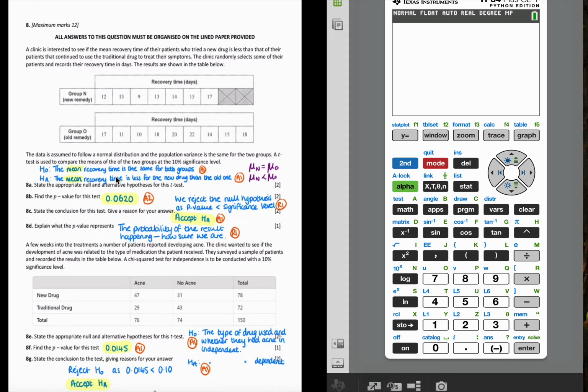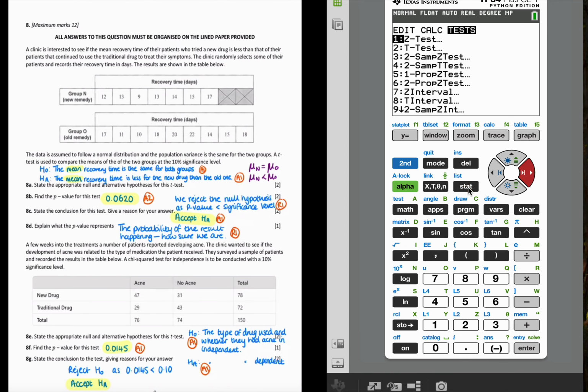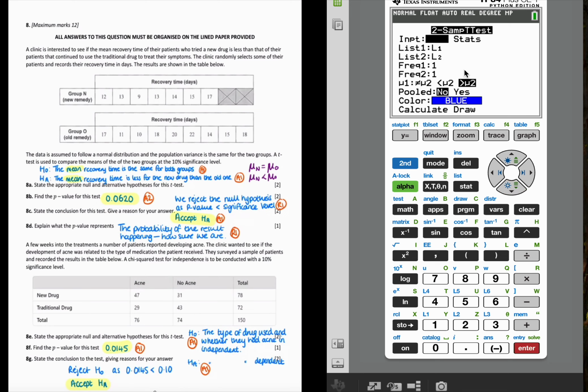And then you needed to find the p-value. So for this, you're going to go into statistics and edit. And you can see I've typed in the data here of the two different lists of data. And from there, we're going to go to statistics and tests. And it is a two-sample; we have two samples, new and old remedy, t-test.